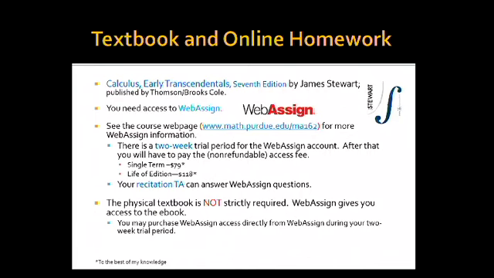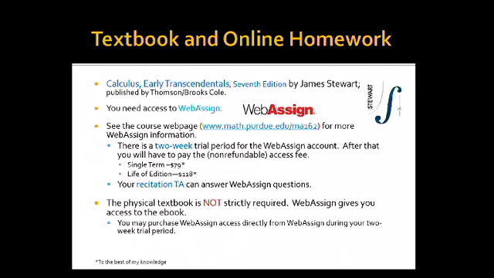The last I checked, they're asking for $79 for a single term and $118 for Life of Edition. Life of Edition means if you take another course using the same textbook, that access is already paid for. Single term means just this semester. You can ask me questions on WebAssign, or you can ask your recitation TA, whom you will meet tomorrow, about WebAssign questions.